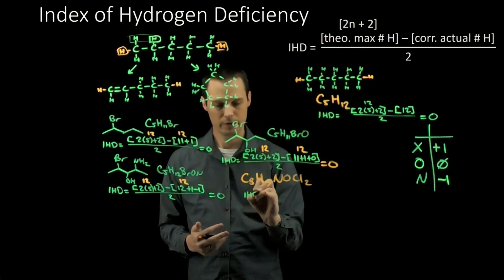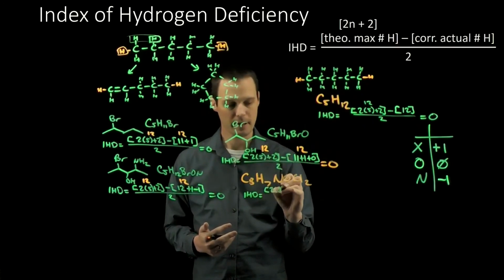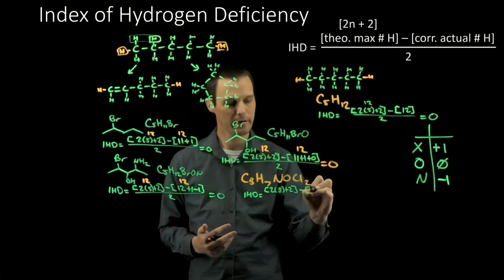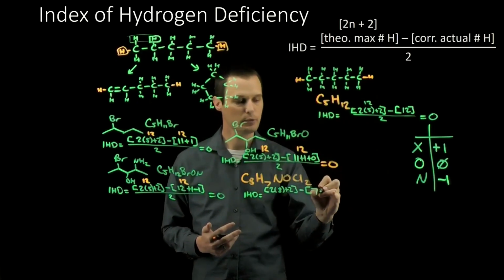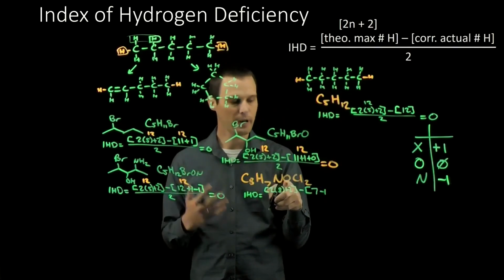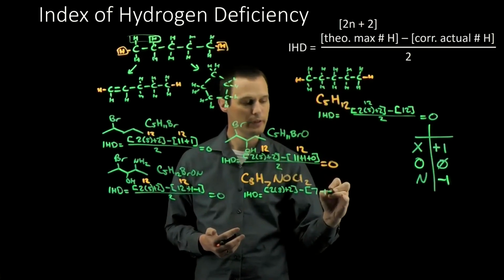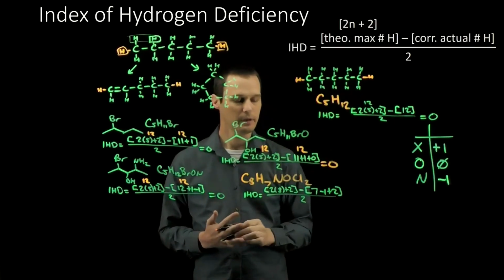Our index of hydrogen deficiency calculation, we have a theoretical maximum, that's 2 times 8 plus 2, minus our corrected actual number of hydrogens. We actually have 7. The nitrogen caused us to be 1 inflated, so we need to subtract 1. The oxygen had no net change. The chlorine caused us to be 1 deflated, so we need to add it back, and there are 2 of them, so we need to add 2 back to that count and divide by 2.